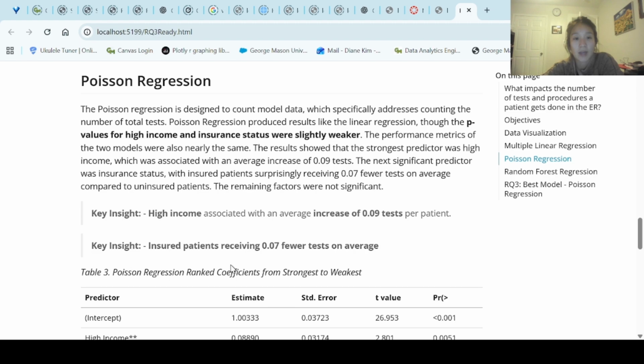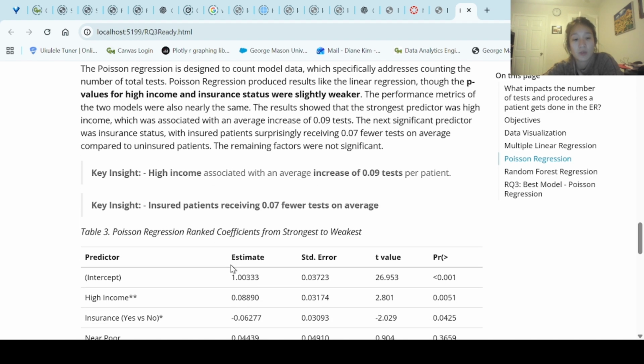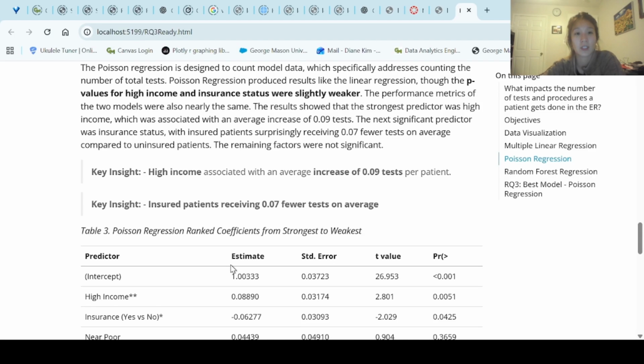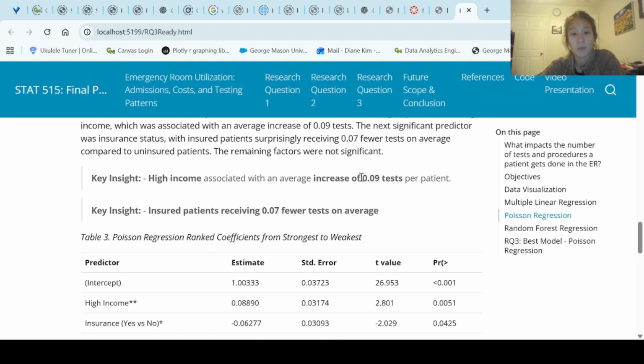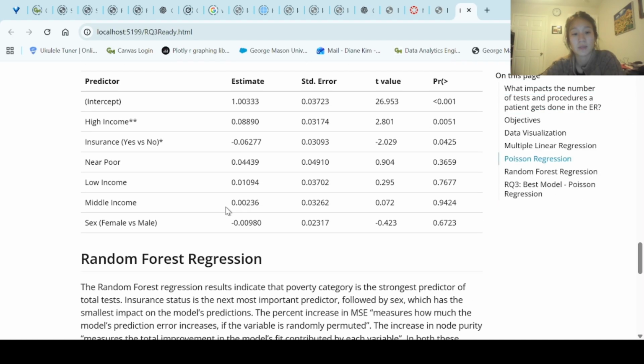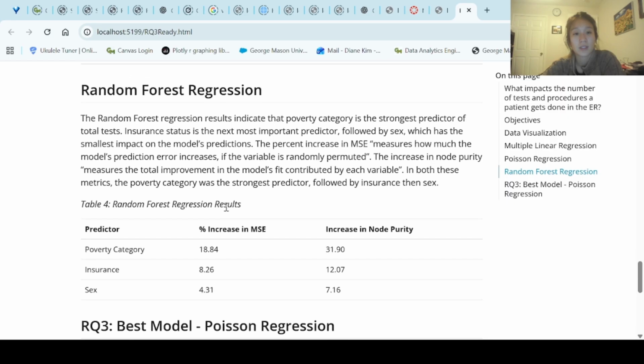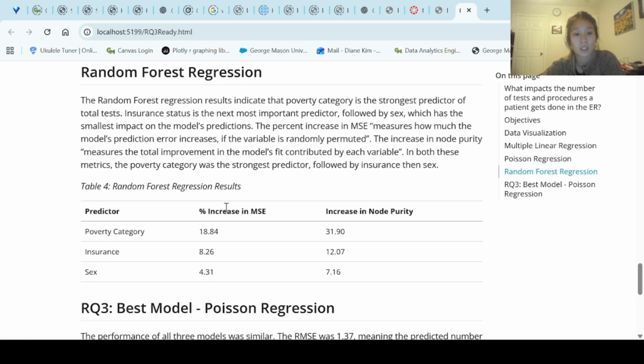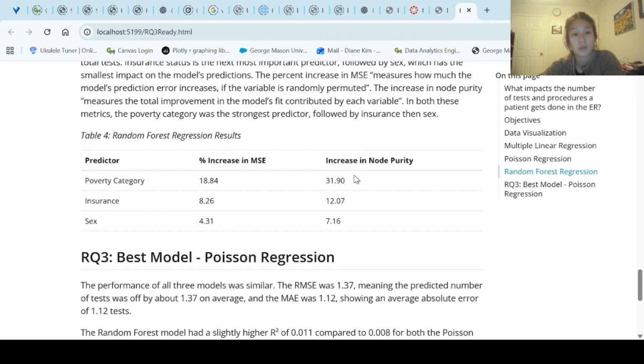Next, I performed a Poisson regression. The results were very similar to the multiple linear regression, but the p-values for high income and insurance status were slightly weaker. So high income with an increase of 0.09 and insured patients receiving 0.07. Coefficients are slightly smaller here. And next, the third model that I did was a random forest regression. This also showed that poverty category was one of the strongest predictors in finding the number of total tests.